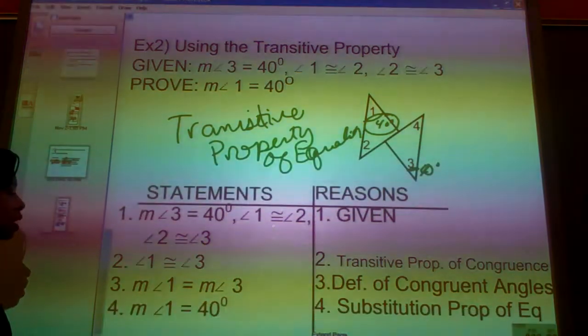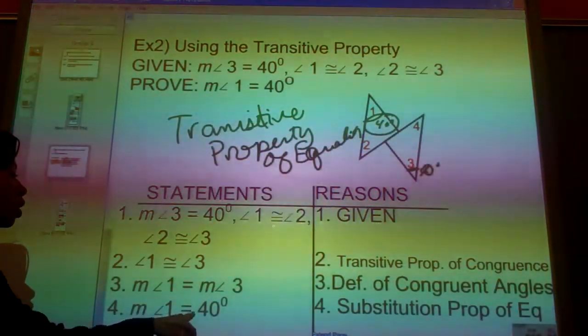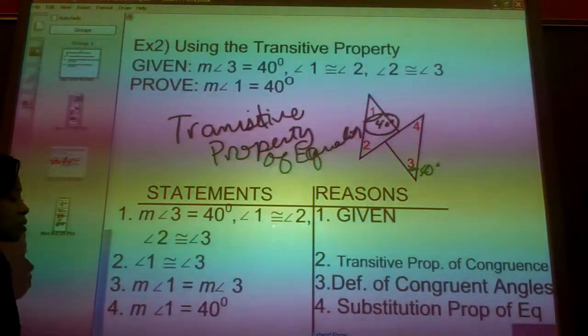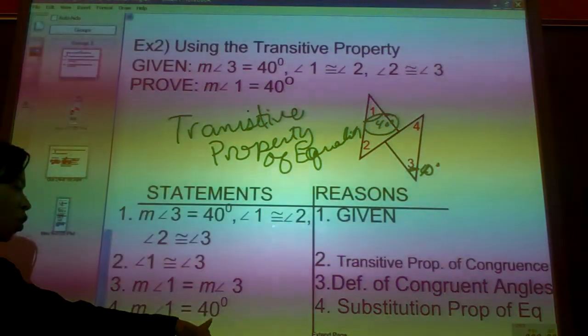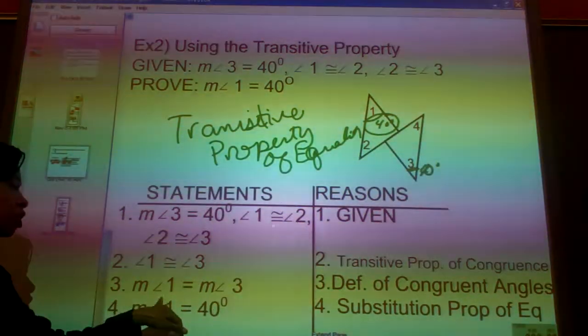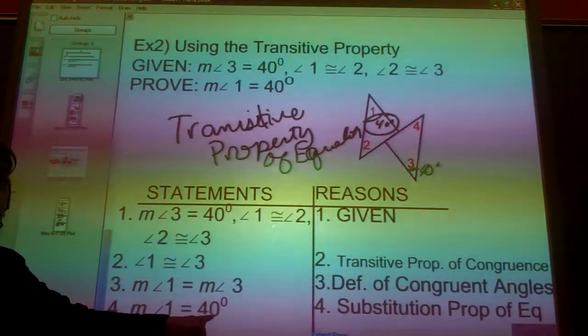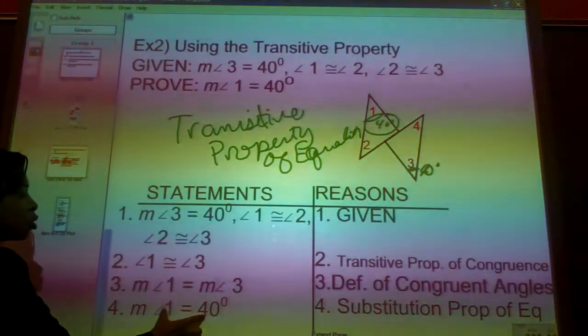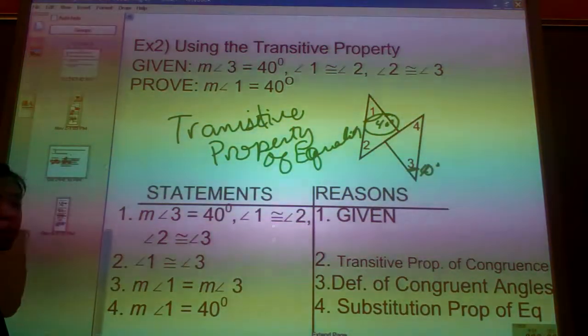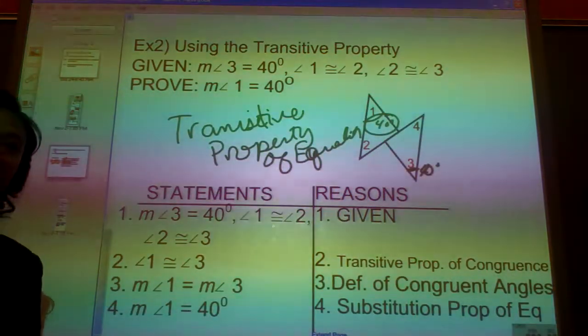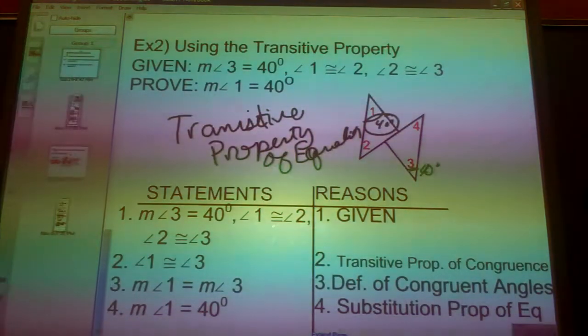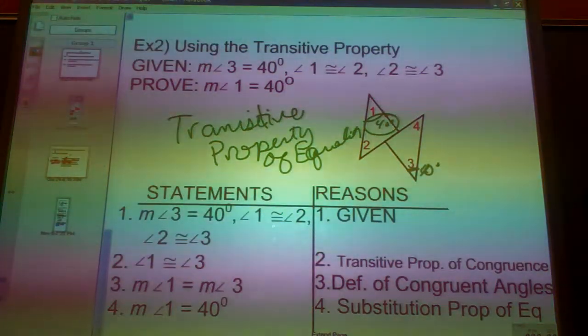And then finally, now I can say the measure of angle 1 is equal to 40 because now I'm substituting. I know the value of angle 3 is 40. I just proved that these two are equal. And I also know that 40 degrees and the measure of angle 3 are the same. So I'm going to use this by substitution property of equality. All right? And we will pick up part 3 in your next lesson.